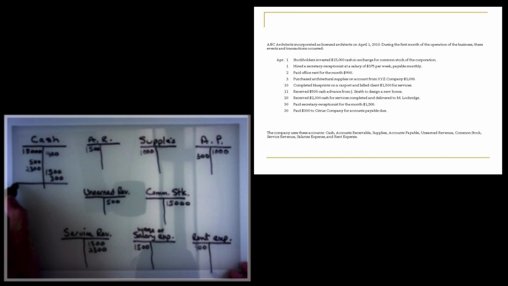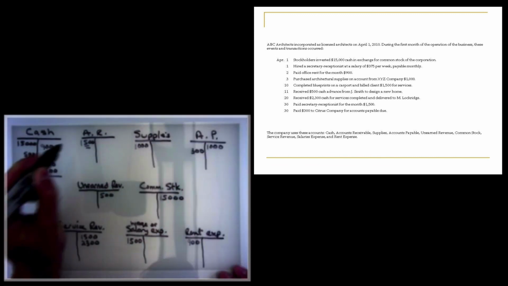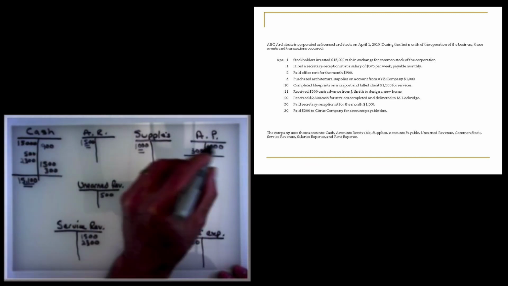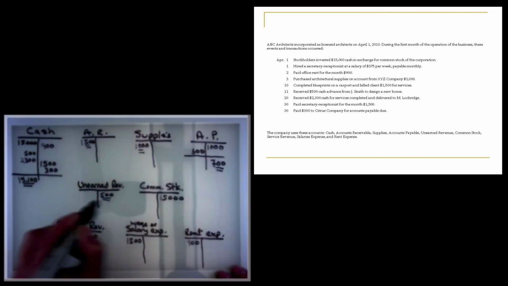Accounts receivable, ending balance. Supplies, we have 1,000 debit, 300 credit. That leaves a 700 credit balance in accounts payable. Unearned revenue, common stock, service revenue. Remember, we always credit revenues. Whenever we earn revenue, we credit them. 3,800 ending balance. Wage expense. Expenses always have a debit balance. Okay, and these are my ending balances.